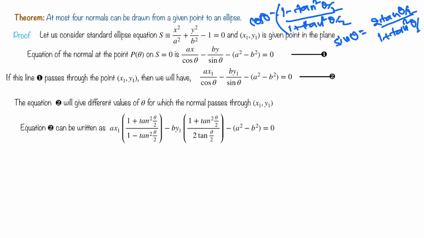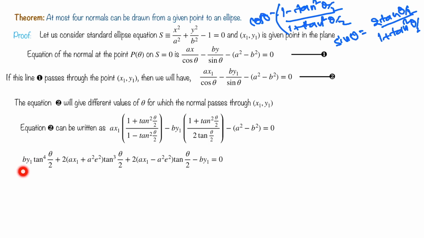Cos theta in the denominator we are replacing with 1 minus tan square theta by 2 by 1 plus tan square theta by 2. So we have this ax1 times 1 plus tan square theta by 2 by 1 minus tan square theta by 2 minus by1 times, here sin theta we are replacing with this. So we will have this. After simplifying this, you will end up with this relation.